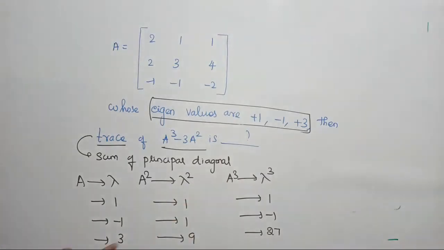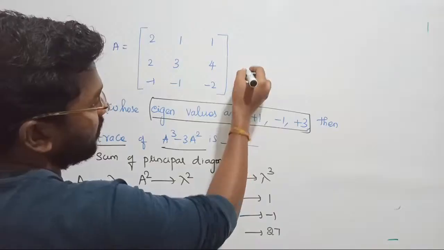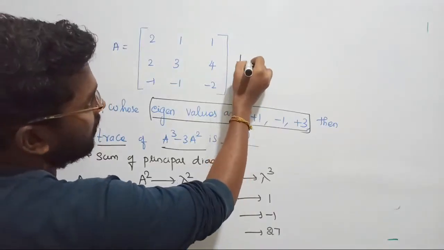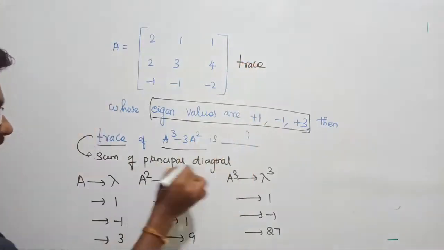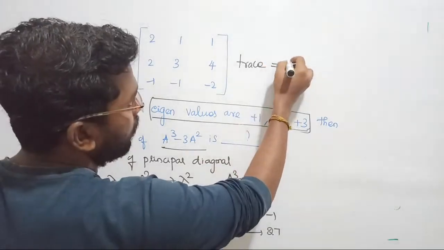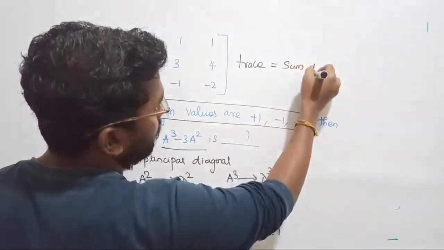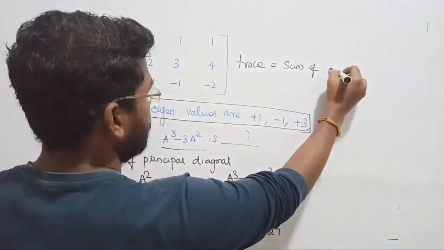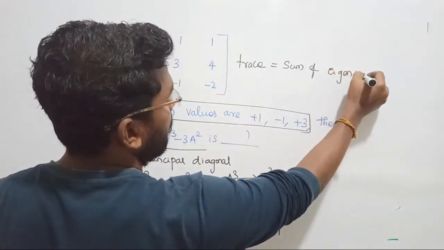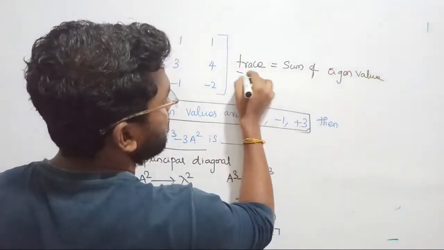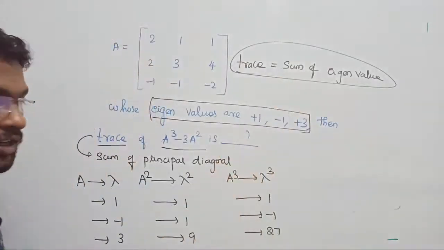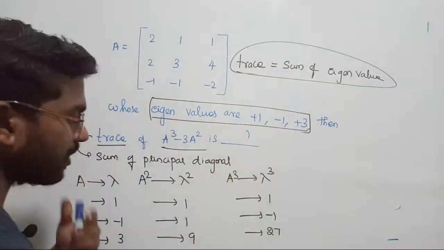Right? Next, we know one more property. Eigenvalue property, what do we know? The trace, or sum of the principal diagonal, should be equal to the sum of eigenvalues. That is the property, right? Sum of eigenvalues, we have already seen this. Just revise your eigenvalue property, that is sum of eigenvalues. That is very important. You will have to remember, right?